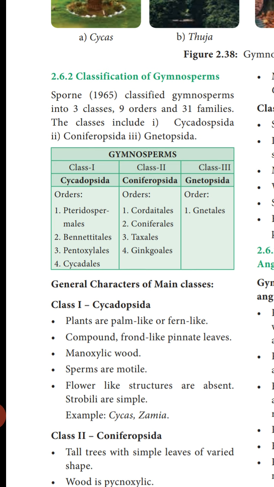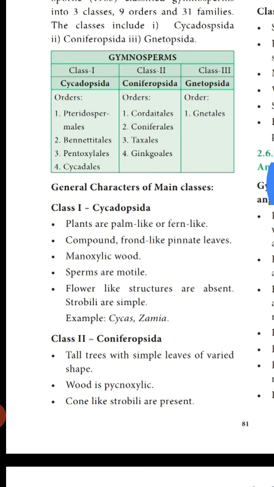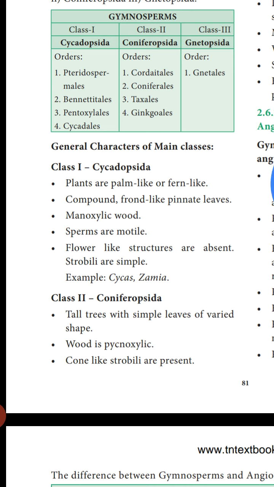Now, general characteristics of all the three main classes. Cycadopsida: the plants are palm-like or fern-like. So here the Cycas plant in appearance looks like a palm tree. Compound frond-like pinnate leaves are present.